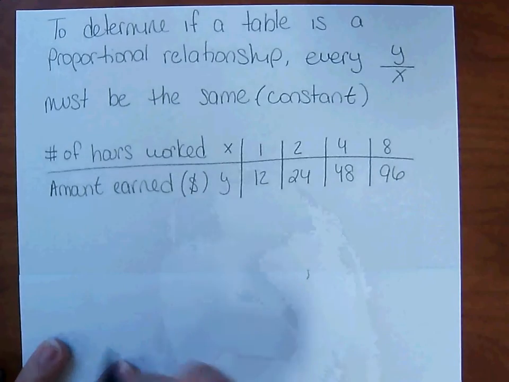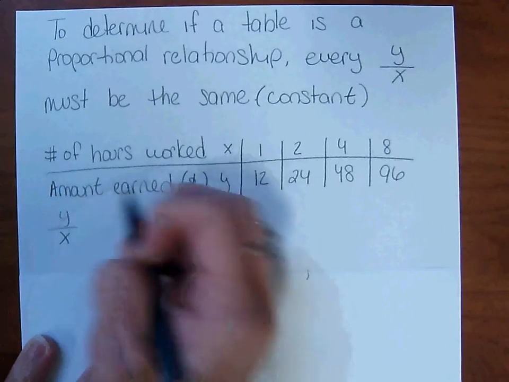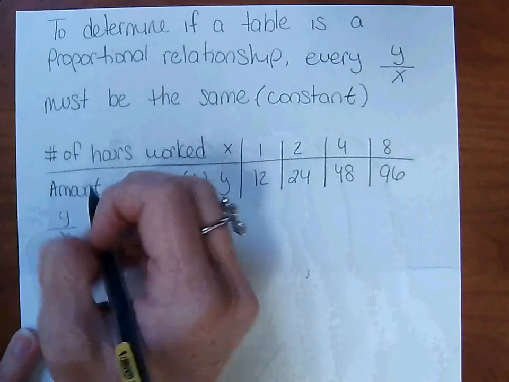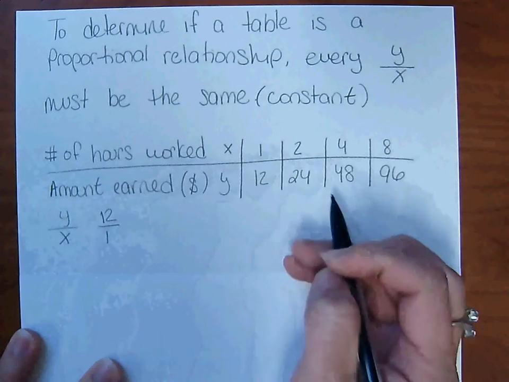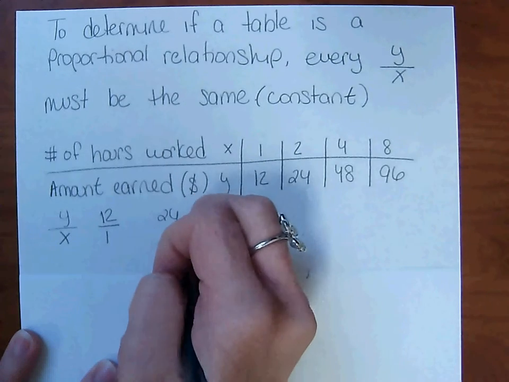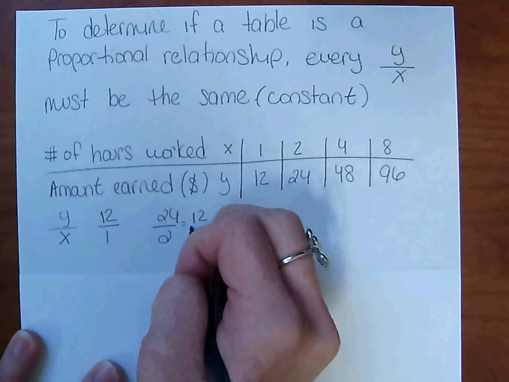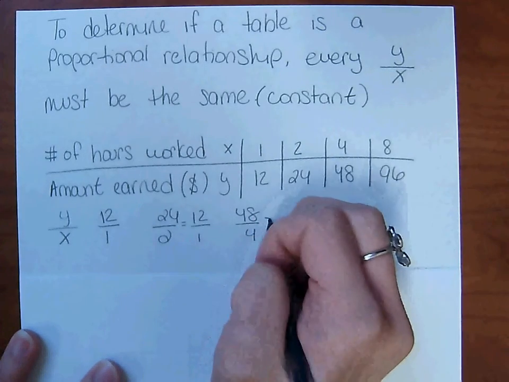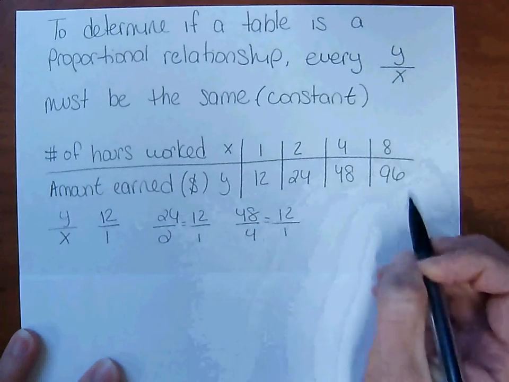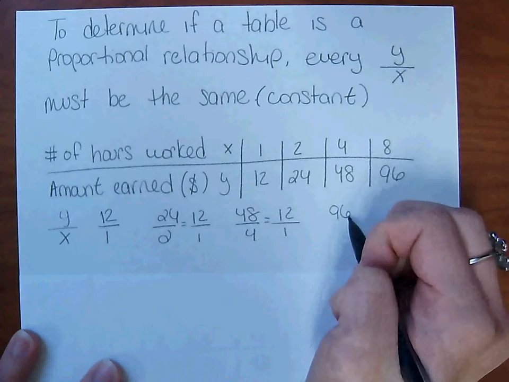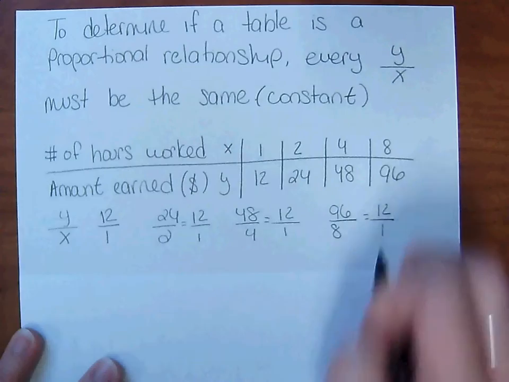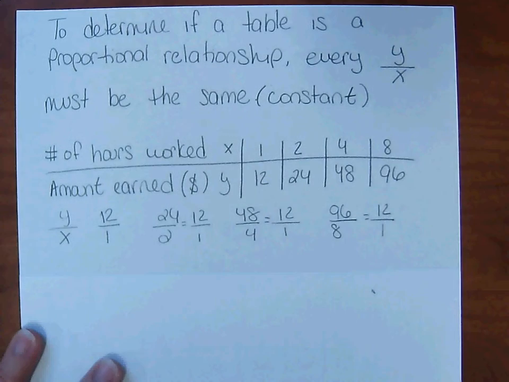So let's see. Each y over x. So the first y is 12, the first x is 1. So 12 over 1. And then we get 24 over 2, which simplifies to 12 over 1. Next, 48 over 4, which is also 12 over 1. And the last one, 96 over 8, which again simplifies to 12 over 1. So since each y over x is constant, then this is proportional.